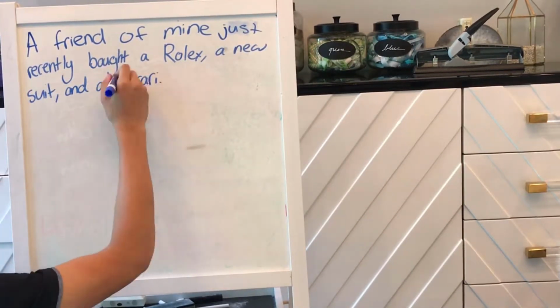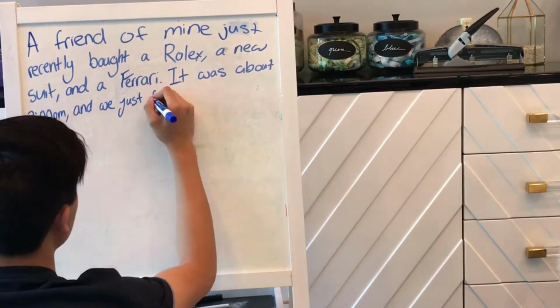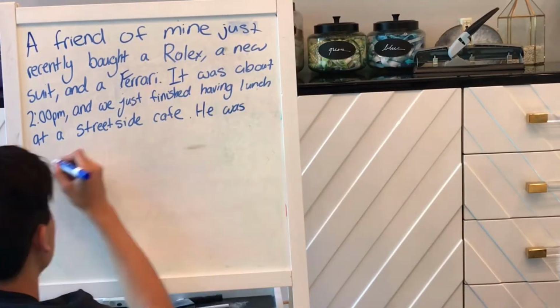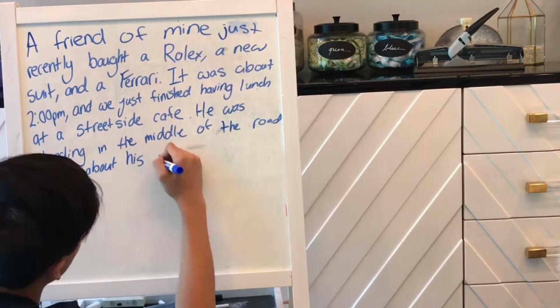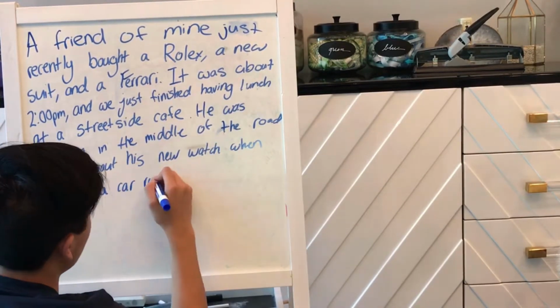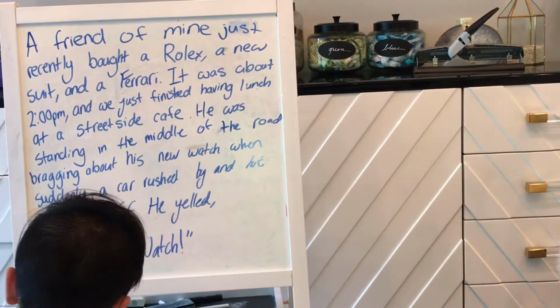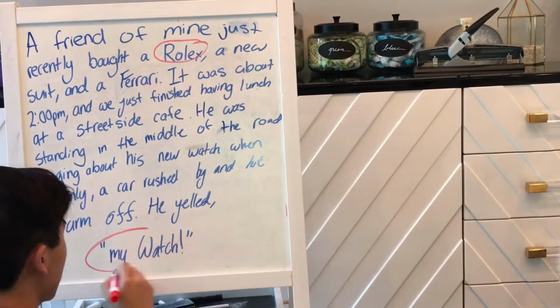A friend of mine just recently bought a Rolex, a new suit, and a Ferrari. It was about 2 p.m. and we just finished having lunch at a street side cafe. He was standing in the middle of the road, bragging about his new watch, when suddenly, a car rushed by and hit his arm off. He yelled, "My watch!" Here, like before, the Rolex acts as a form of Chekhov's gun.